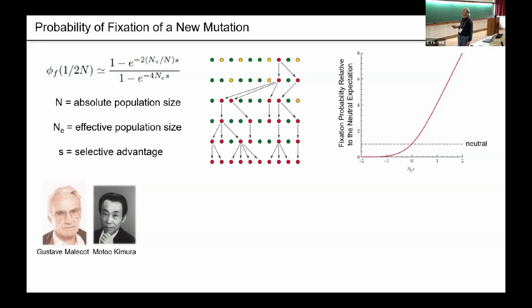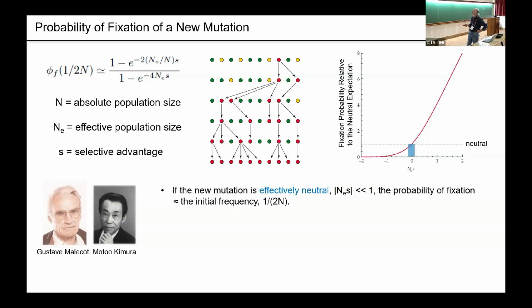Okay. You can plot this out. I've plotted it out here under the assumption that N is equal to Ne, just to make the graph go easier on you. What we're plotting is the probability of fixation. If N is equal to Ne, then it turns out you can plot everything as a function of NeS. And that's the probability of fixation of a new mutation.